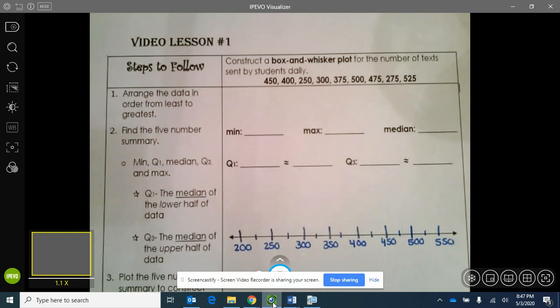Hello, and welcome to today's lesson on box and whisker plots. So today in this video, we're going to go over how to construct box and whisker plots by hand.